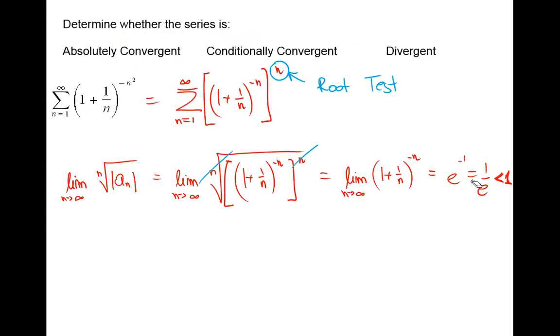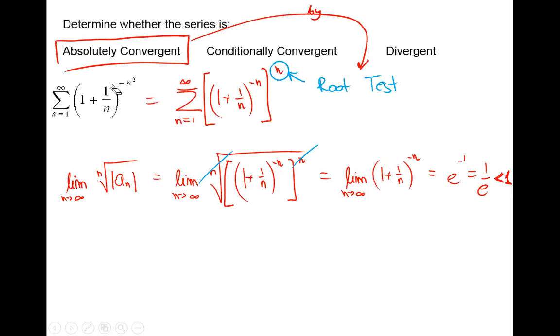I'm not saying this limit is not 0, because I'm not using the test for divergence. I'm using a different test. This limit is less than 1, so by the root test, it's absolute convergence. That's what we conclude. Make sure that you see the small differences.